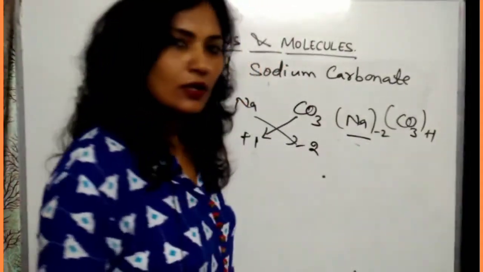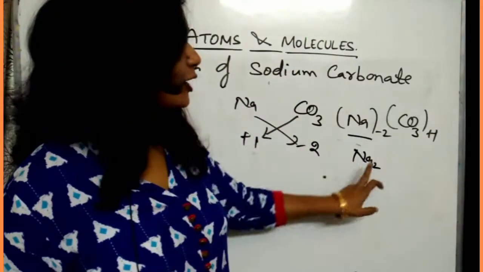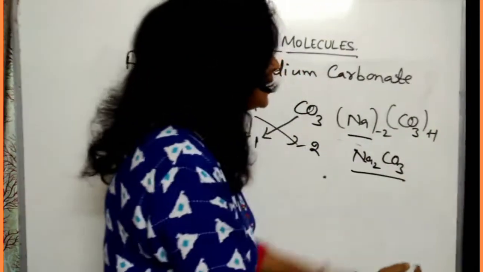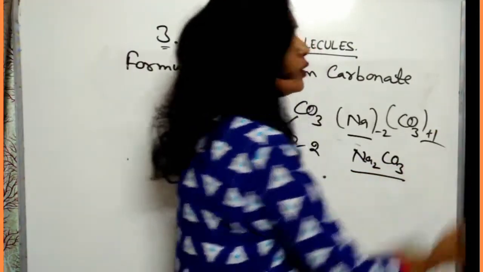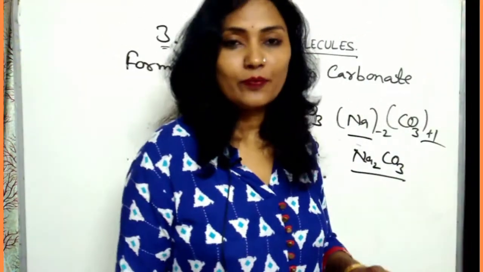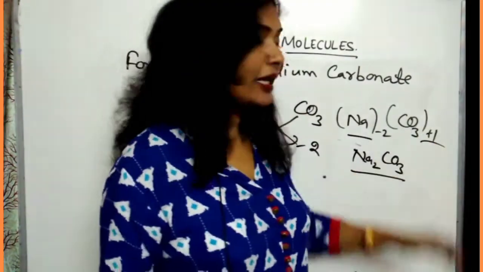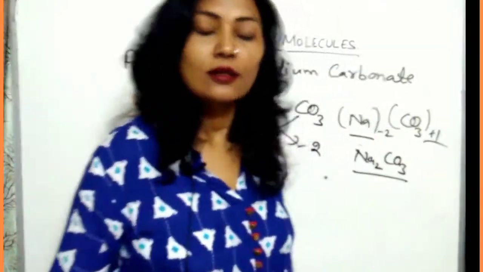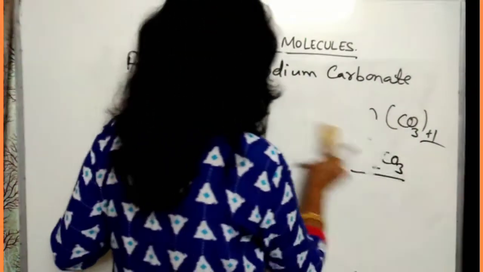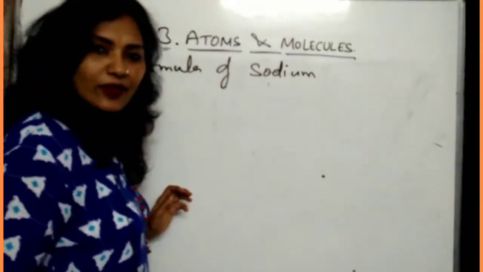In place of the bracket you will write Na2 and CO3. The 1 is there, so we will ignore that 1, and put off the brackets. But if there is more than 1, like 2 or 3, then the bracket should not be taken off. Okay, let us do another example. Sodium carbonate we have done now, and sodium oxide we have done.